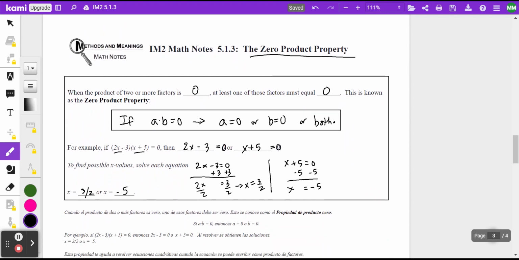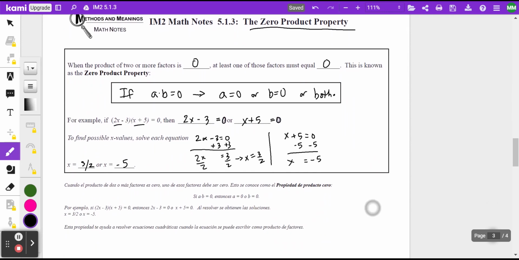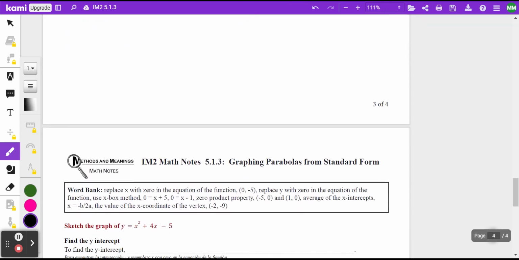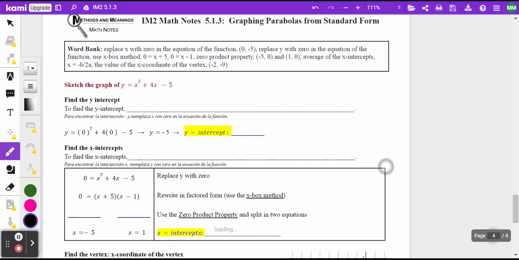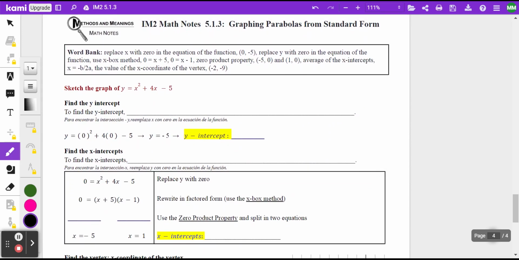Okay, so we went over the zero product property. That's how you're going to be finding your x-intercepts. Now let's just look at some really straightforward graphing examples. Graphing parabolas from standard form, and this is going to be the last page. So to sketch a graph, you can do some of these in different orders.